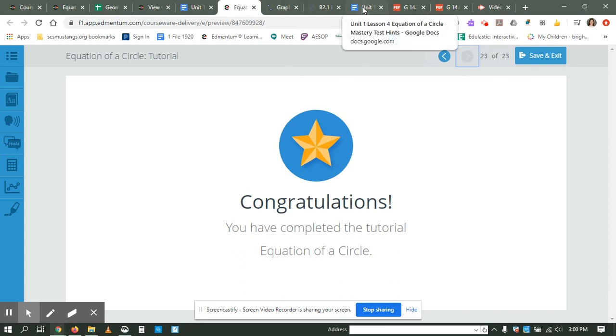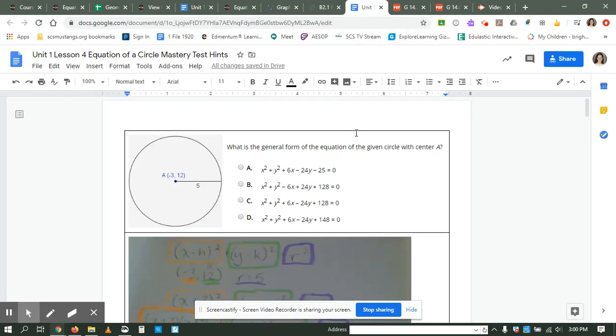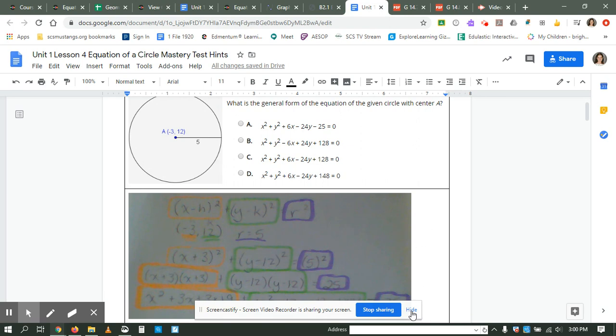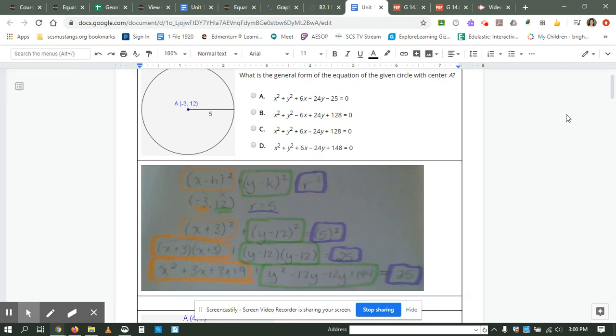If you go into the mastery tests, depending on which version you get will depend on what problems you get. But looking at these, so looking at this one, what is the general form of equation of a circle with given center A? So this one's kind of different. I don't think we ever did problems like this in class, but these aren't too bad. So I know that I want it in general form by the time everything's said and done. But looking at the information that they gave us, that information is really easy to plug into standard form. So I said, okay, I'm really good with standard form, so I'm going to start with that.